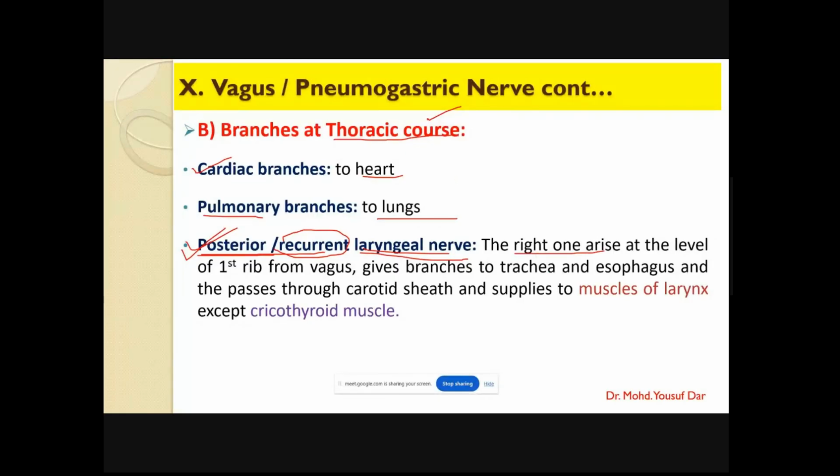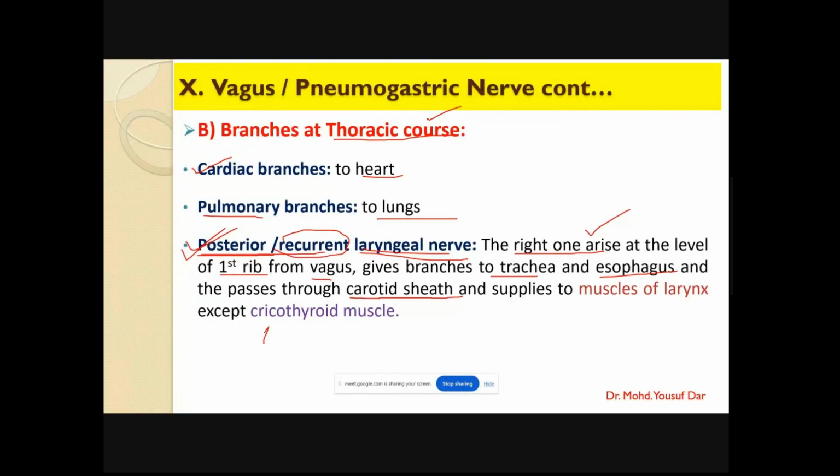That is the right recurrent laryngeal nerve. The right recurrent laryngeal nerve arises from the vagus at the level of the first rib. When it arises from the vagus, just at the level of the first rib, it gives branches to the trachea, that means tracheal branches and esophageal branches, and then it again leaves the thoracic cavity, then ascends along the neck region through the same carotid sheath.